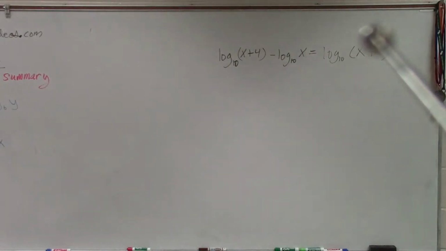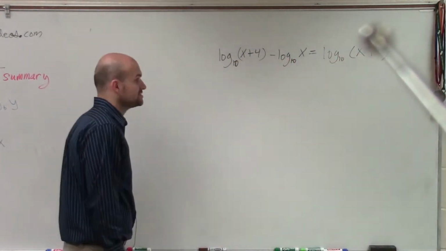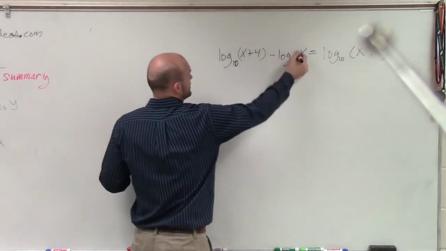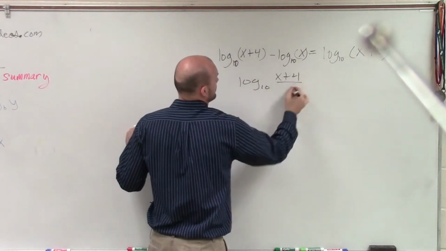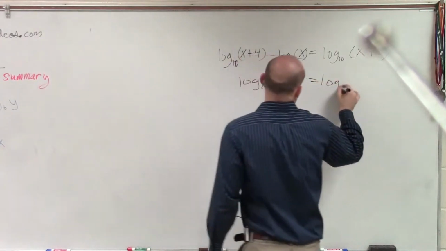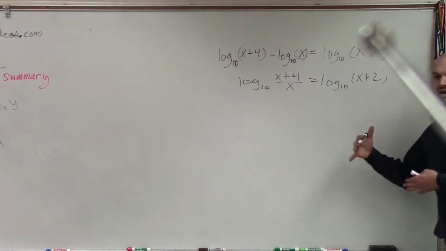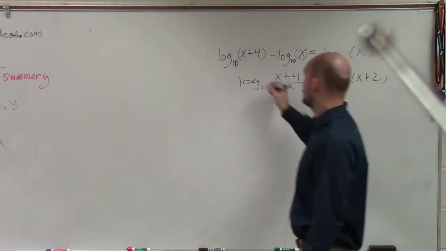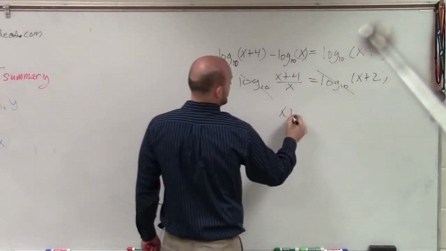So on this one, I have log base 10 of x plus 4 minus log base 10 of x equals log base 10 of x plus 2. So to do a problem like this, ladies and gentlemen, again, we can only solve when we have our single logarithm. So let's go ahead and convert this to log base 10 of (x plus 4) over x equals log base 10 of x plus 2. Now we can apply our one-to-one property. We have a logarithm equal to another logarithm. So therefore, we know that what we're evaluating each logarithm for, since the bases are the same, are going to be equal.